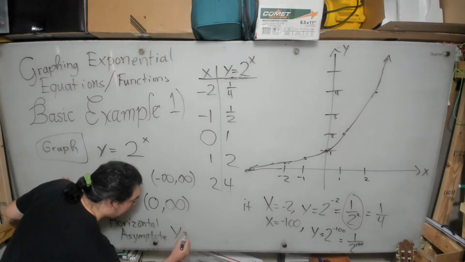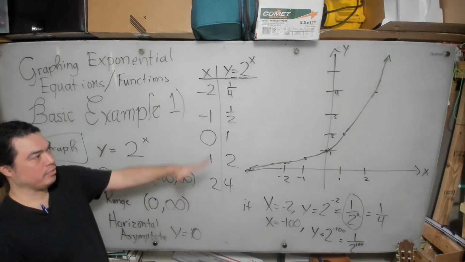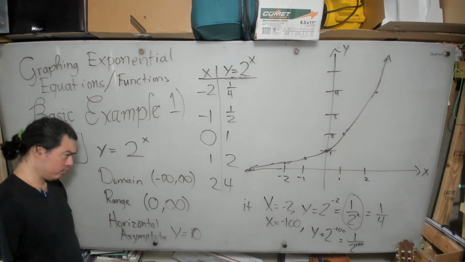And in this case, it'll be y equals 0, because that's the bottom of our range. And we can see that it's increasing, and it's decreasing toward that 0. And so y equals 0 is the horizontal asymptote.